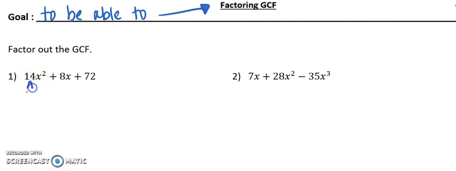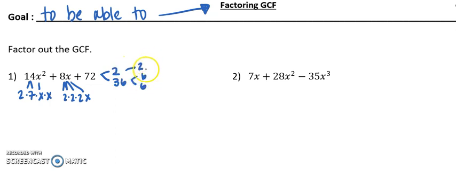So if we look at 14, it's 2 times 7, and we have an x squared, so times x times x. And if we look at 8, I can tell you now it's 2 times 2 times 2, and you have an x here. And then if we look at 72, this one's a little crazier, right? So we've got 2 times 36, and then we know that this will be 6 times 6. So then if I break this up, we know that 72 is going to be 2 times 2 times 3 times 2 times 3.